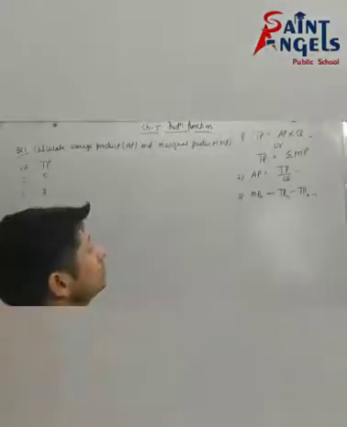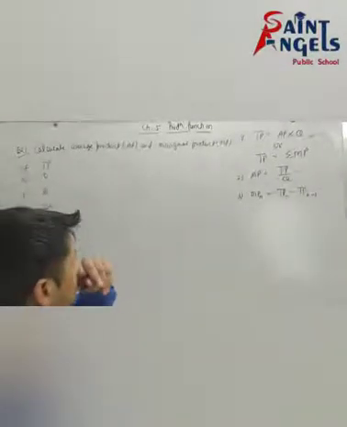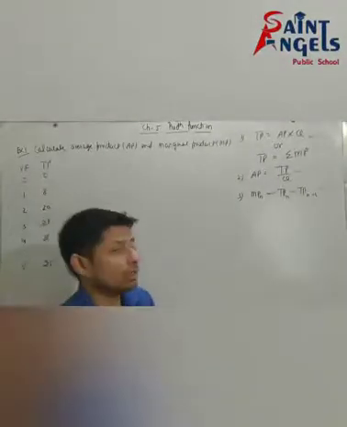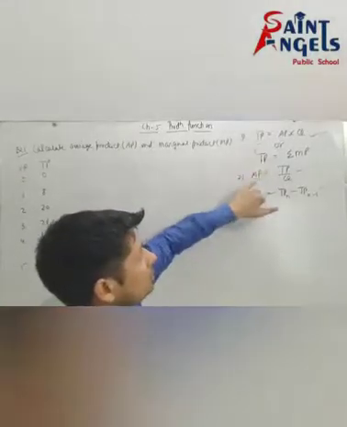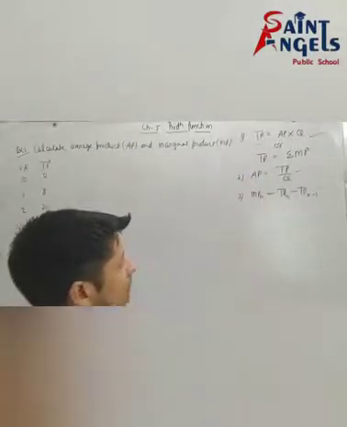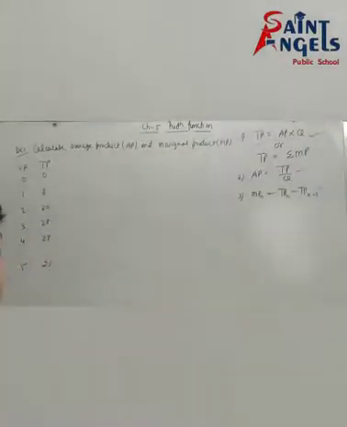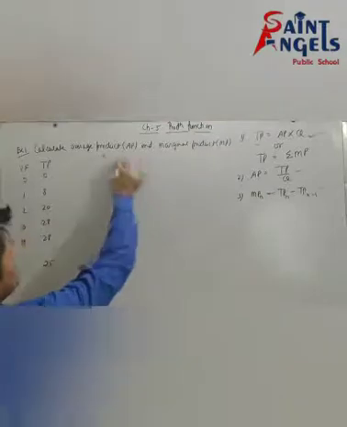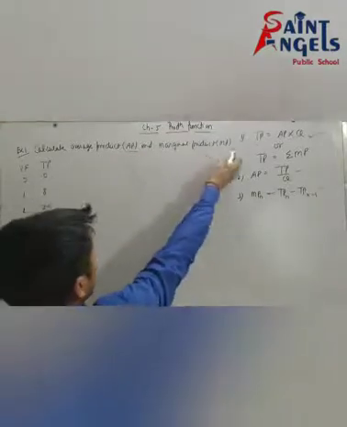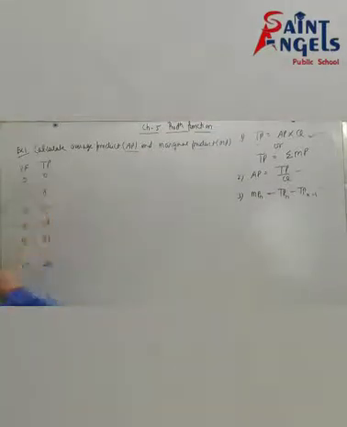So my dear students, today we are going to discuss some numericals of production function. As you know, in my previous video we discussed what we mean by total product, average product, and marginal product. But see the question here: calculate average product and marginal product. AP means average product, MP means marginal product. The value of total product is given and the values of the variable factor are also given.